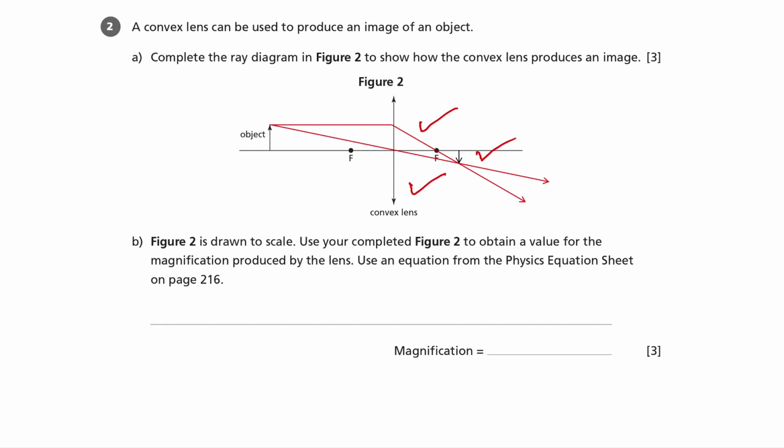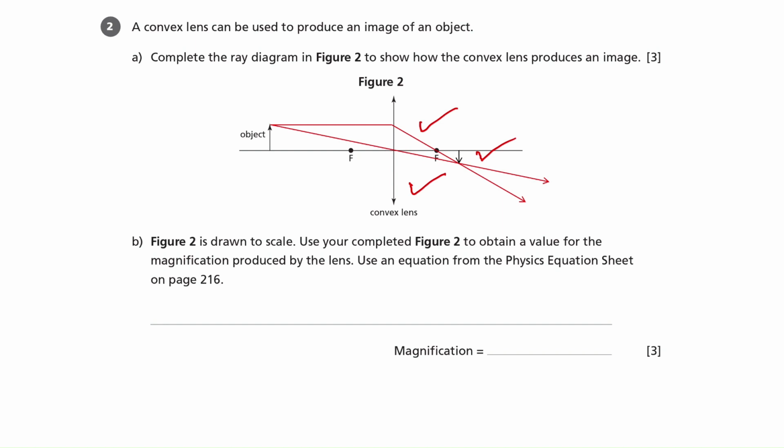Part B. Figure 2 is drawn to scale. Use your completed Figure 2 to obtain a value for the magnification produced by the lens. Use an equation from the physics equation sheet on page 216. So the equation we're using here is magnification equals image height divided by object height. So what we need to do is find the object height and the image height.